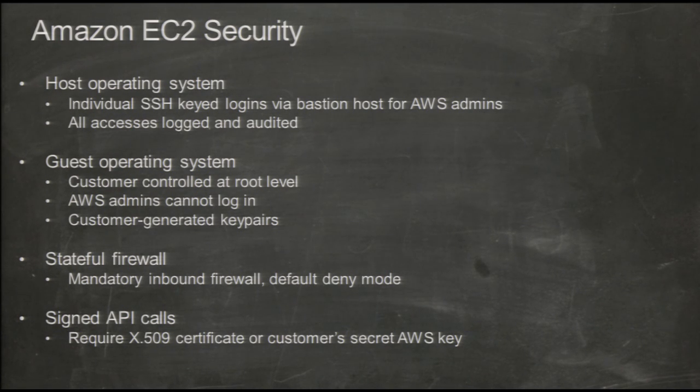Now, notice that this is a little bit of a repeat of something I said earlier. Access to the host operating system is only permitted via SSH keyed access via the Bastion host for our AWS administrators. The most important part of that statement, though, is the second bullet there, which is all accesses are logged, and we audit that log on a regular basis. Because I want to know what all of our employees are doing when they're in contact with customer information and be able to identify exactly what they did while they're there.